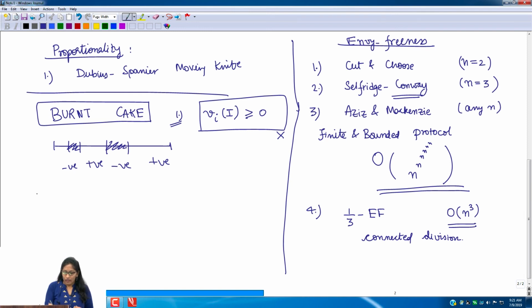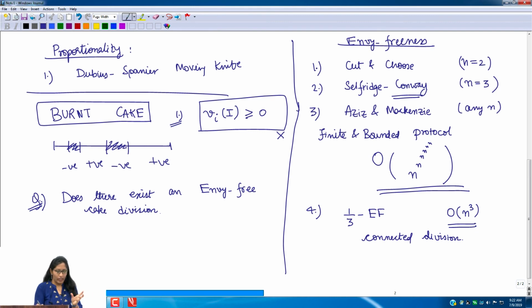So again, in this particular setting, let's say we are asking the same natural question: does there exist an NV-free cake cut, NV-free cake division or cake cut? Let's say again for general n I'm asking, for a general number of agents, and again let me have connected pieces.